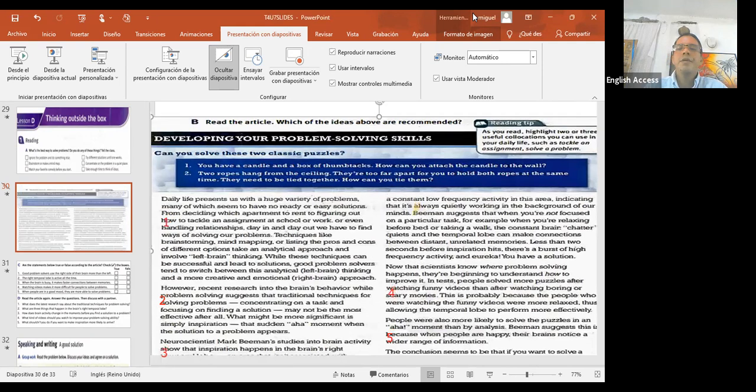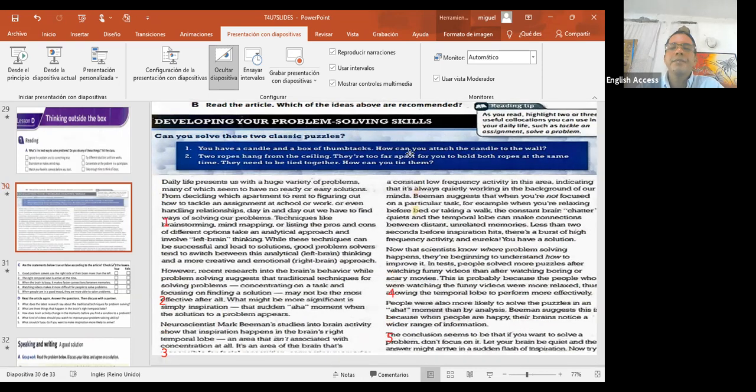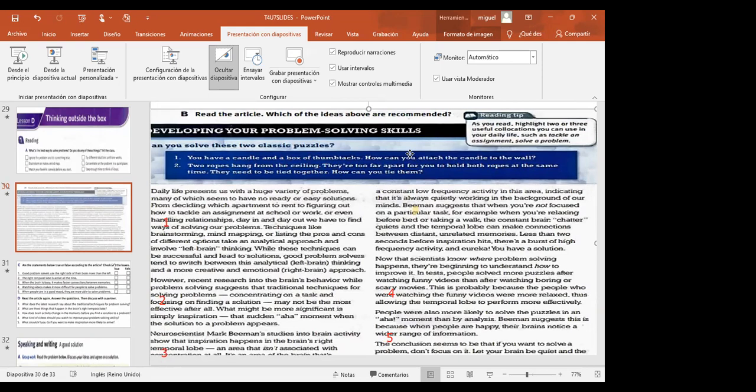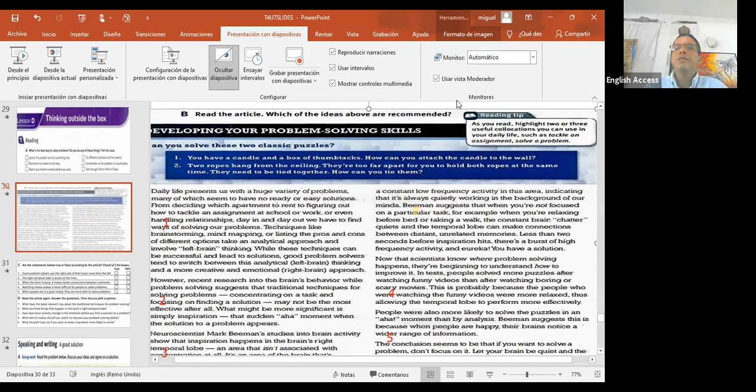Here it says Biman. Daniela? Daniela isn't here? She's out? Yes.